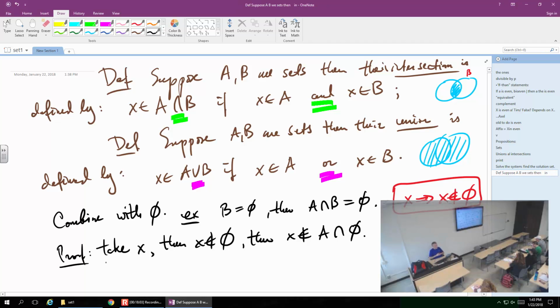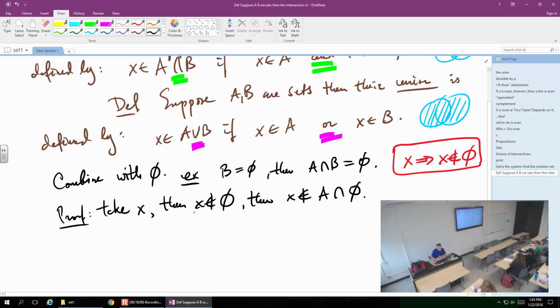The intersection of any set with an empty set is an empty set. Okay. What about union? B is empty. Then what's the union? Just A. Just A, that's right.